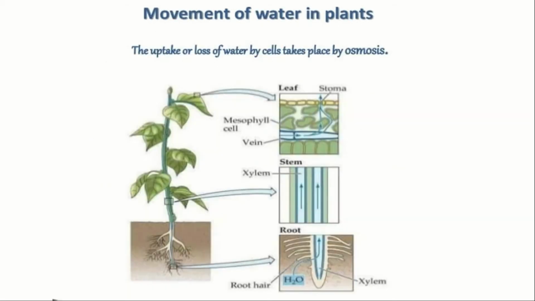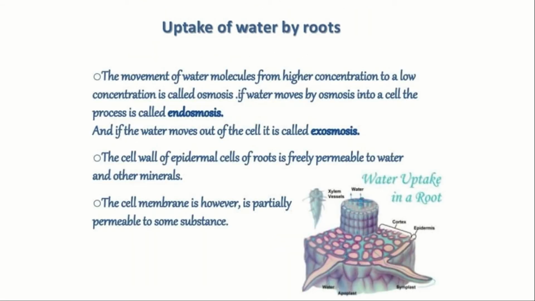Movement of water in plants. The uptake or loss of water by cells can take place by osmosis. Uptake of water by roots. The movement of water molecules from a higher concentration to a lower concentration is called osmosis. If water moves by osmosis into a cell, the process is called endosmosis. If water moves out of the cell, it is called exosmosis. So inside is endosmosis and outside is exosmosis.